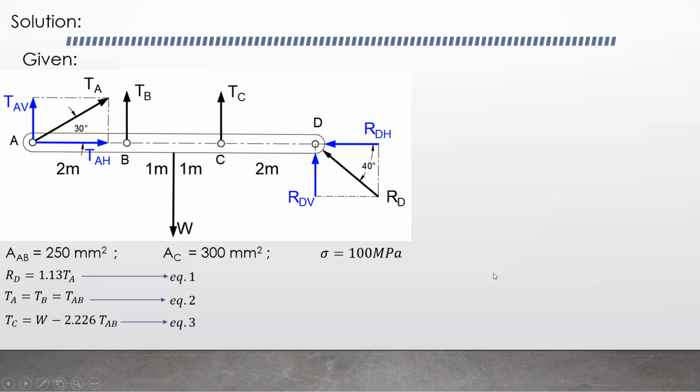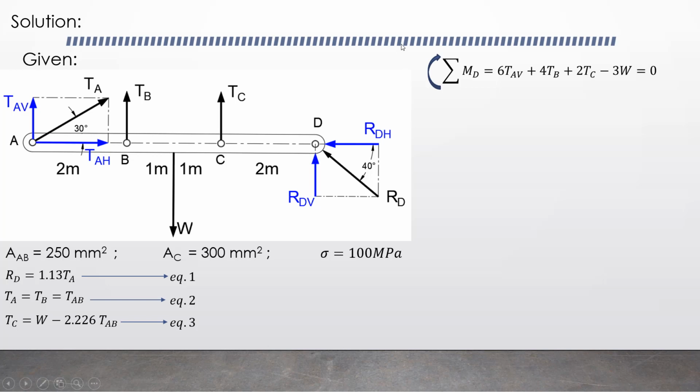And then we are going to formulate another equation. This time we are going to use the moment. The moment of a force is a measure of its tendency to cause a body to rotate about a specific point or axis. So to get the moment, we just multiply the force by the distance from the specific point, okay?